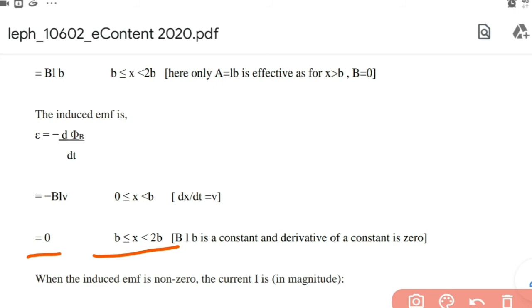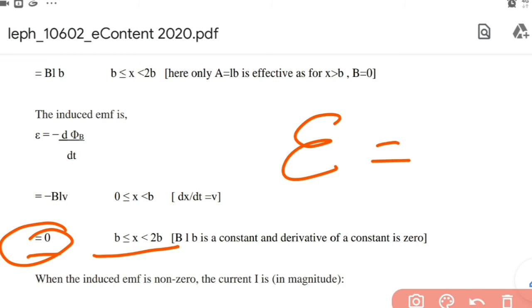So this is for the motion from 0 to 2b. When we think about the backward motion, from 2b to b, we'll have again the induced EMF to be 0, and from b to 0, we'll get the opposite thing. That means it is moved in the backward direction, and we will get the expression for epsilon as BLV. It will be equal to BLV.